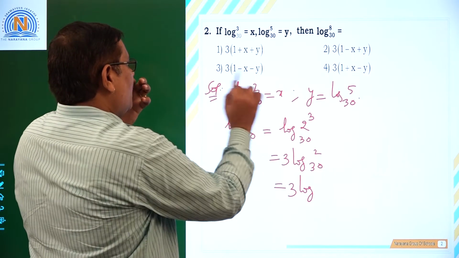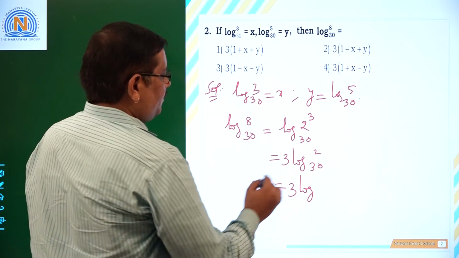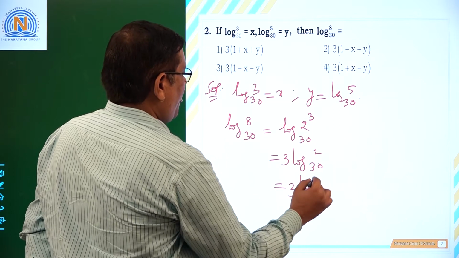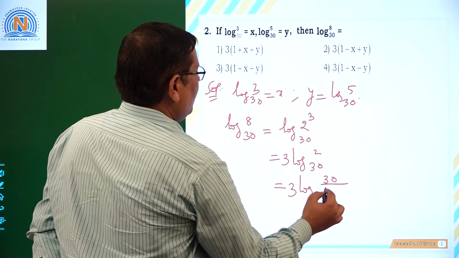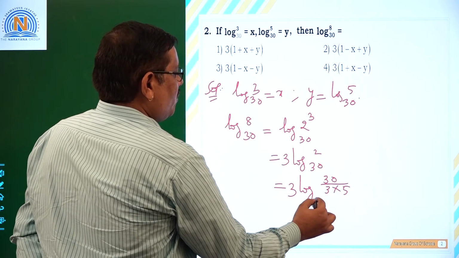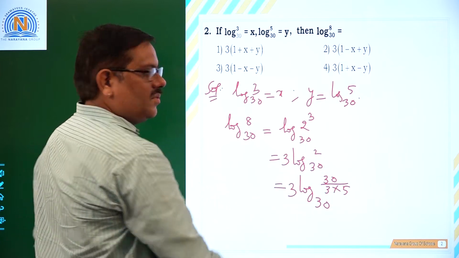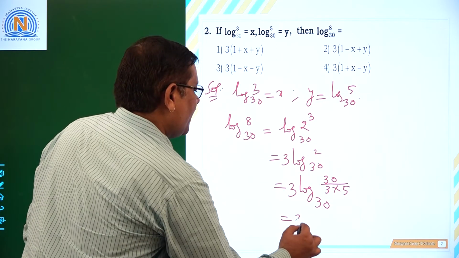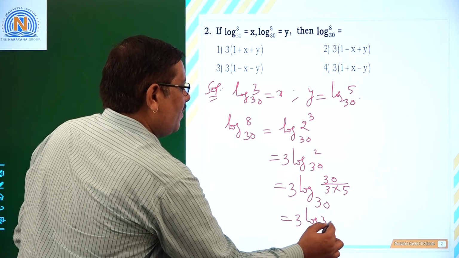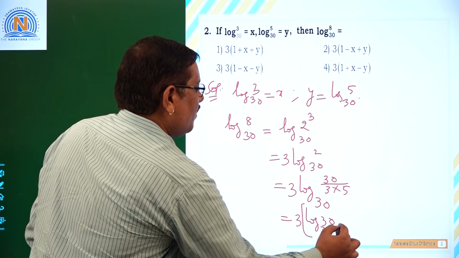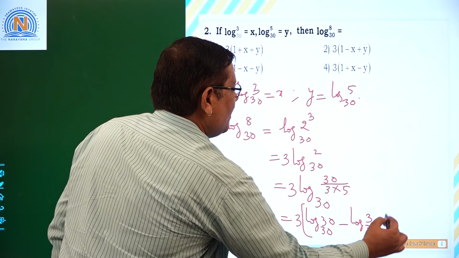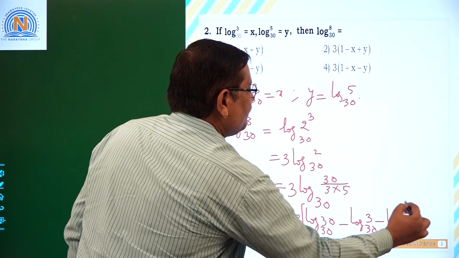Okay, so out of the given options, which can be the right answer? For that, 2 we can get as 30 by 3 into 5. See, it is interesting. 30 by 3 into 5 is 30 by 15. If I simplify in the form of log m by n, that is log m minus log n, we get log 30 minus log 3 base 30 minus log 5 base 30.